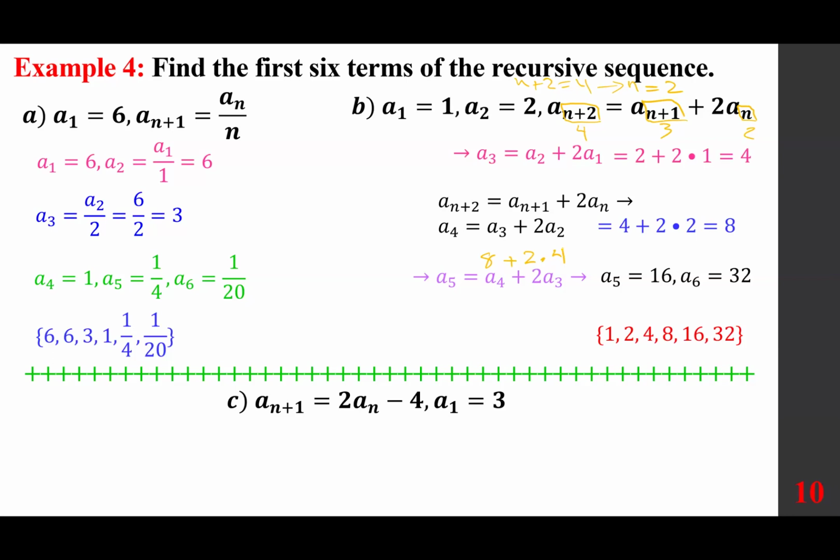And again, you can say, oh, this is 2. N plus 1 is 2, n becomes 1. Right? So a sub 2 is 2, a sub 1 minus 4. Because a sub 1 is 3, 2 times 3 minus 4 gives us 2. Right?